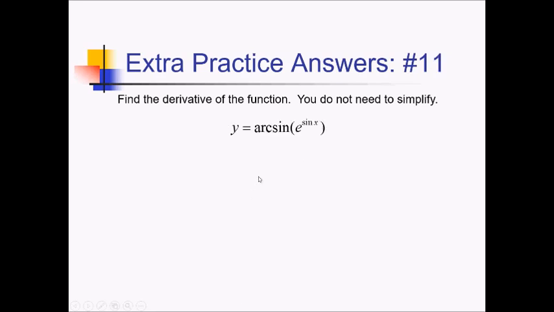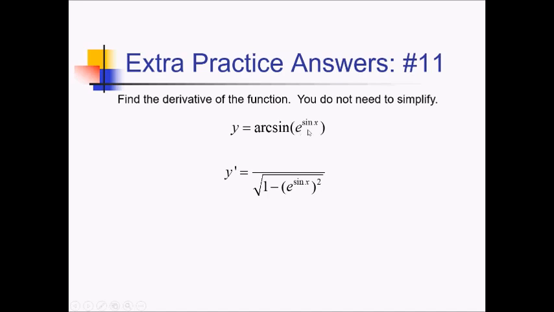On this problem, I need to use the chain rule. So our outer function, we've got arcsine of something. Derivative of that is going to be 1 over the square root of 1 minus the something squared. Next, we have to multiply by the derivative of the something, the e to the sine of x.